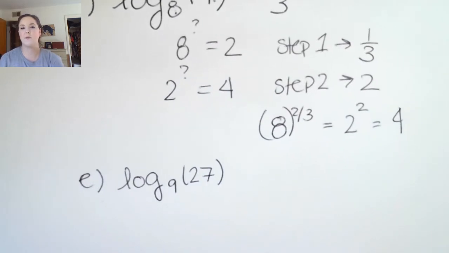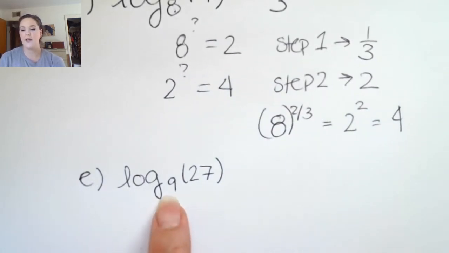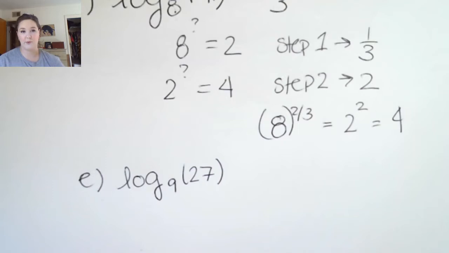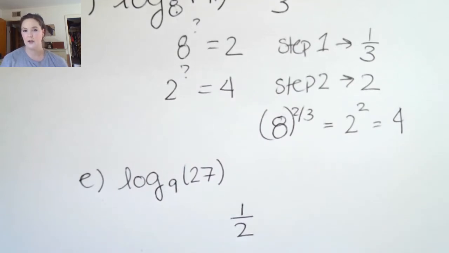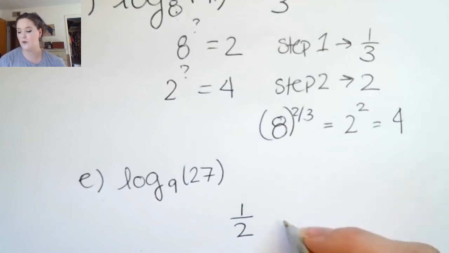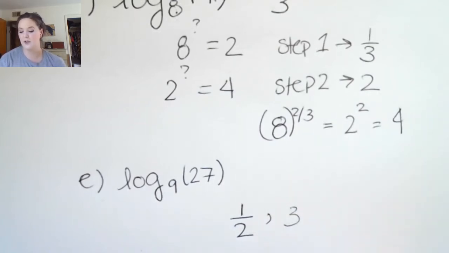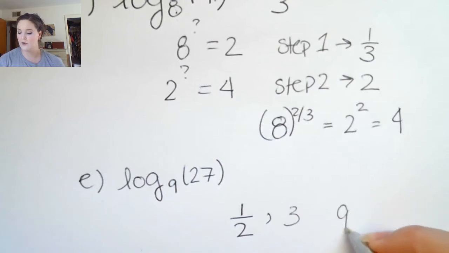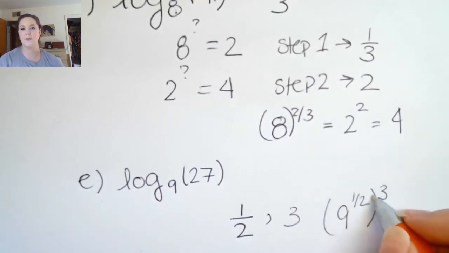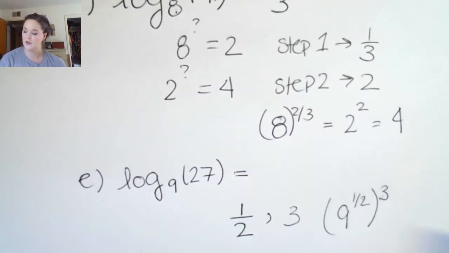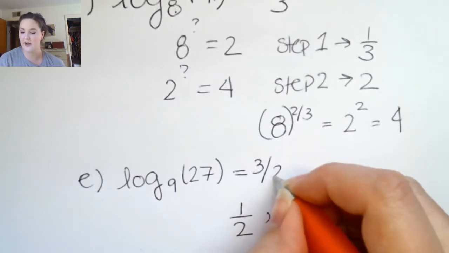Okay, so we have the same kind of thing. 9 and 27 are both related to 3. So first we want to get from 9 to 3. So that's going to be the 1/2 power. Okay, and then if we want to get from 3 to 27, we're going to cube. Okay, so our second step is going to be to cube it. Okay, so again, we're thinking about these as exponents, right? And this is why we're multiplying them, because if you have one exponent raised to another exponent, you multiply them. So this is going to be the 3/2 power.